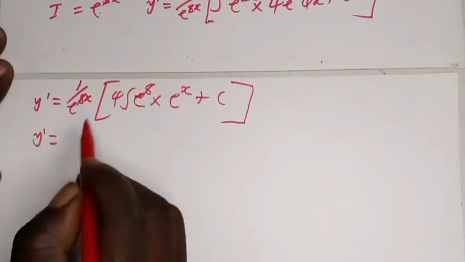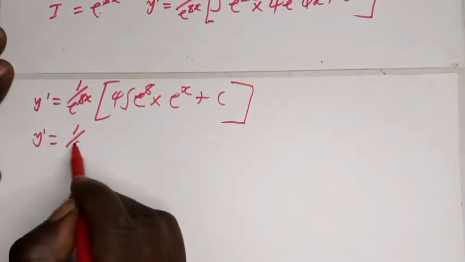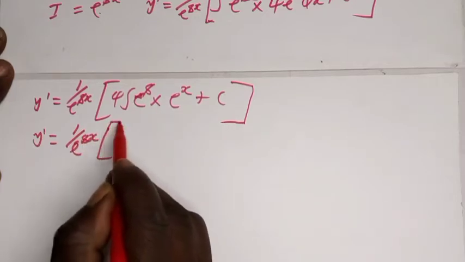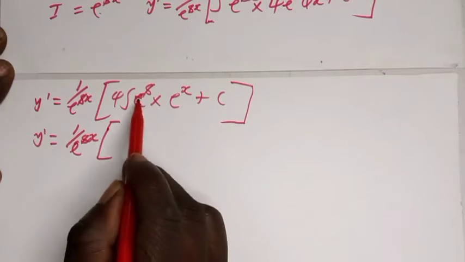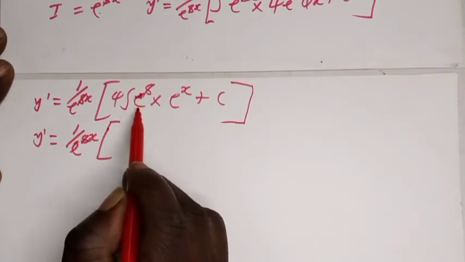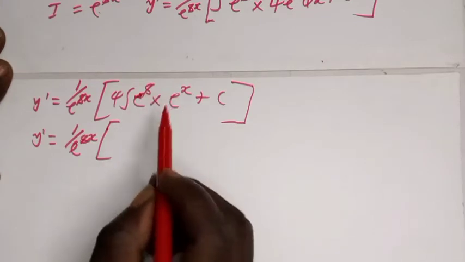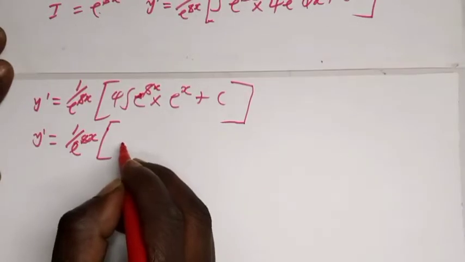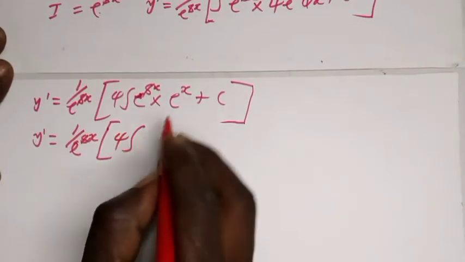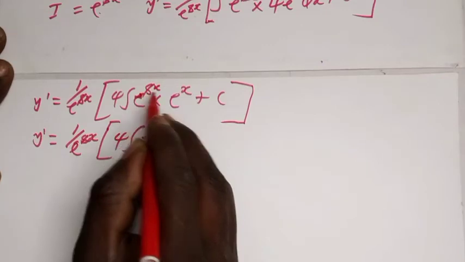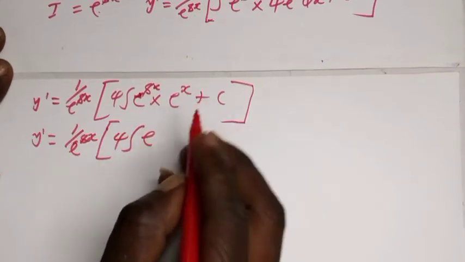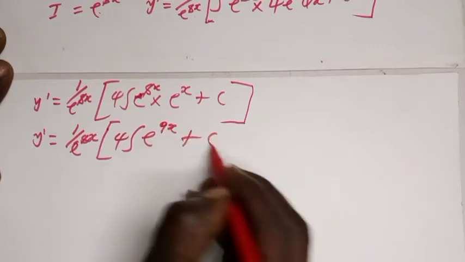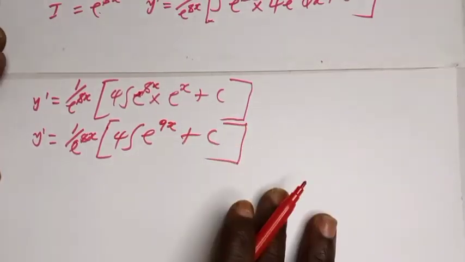Then y equals 1 over e power 8x, open square brackets. We all know that when we are multiplying with the same base, we are going to add the powers. Here there is 8x, so we add the powers, and it will be 4 integral of e power 8x plus x, which is 9x, plus c, close square bracket.